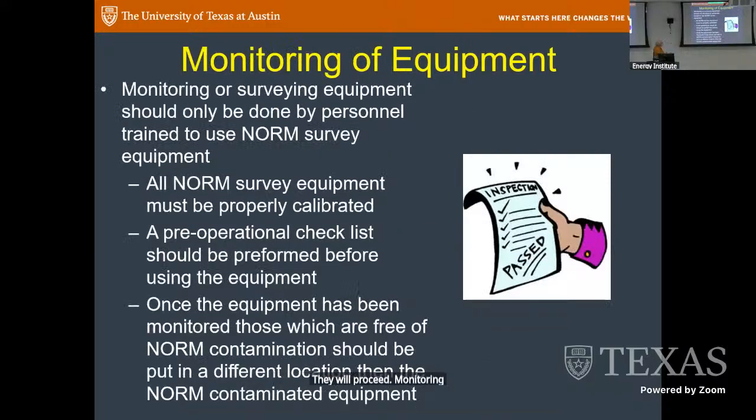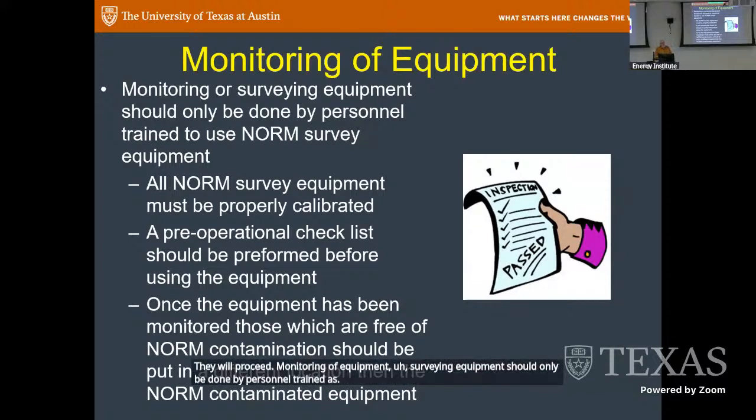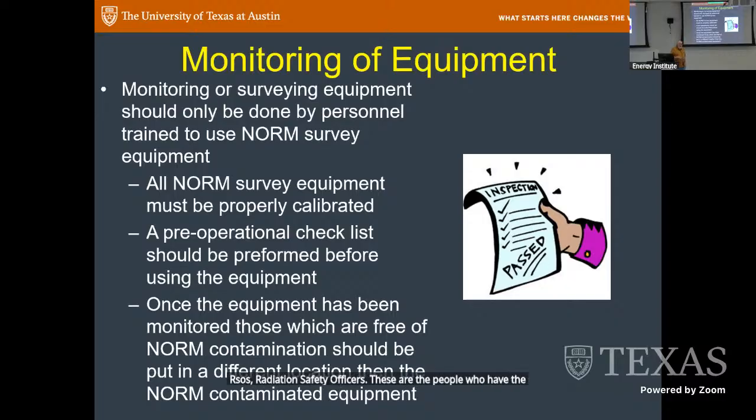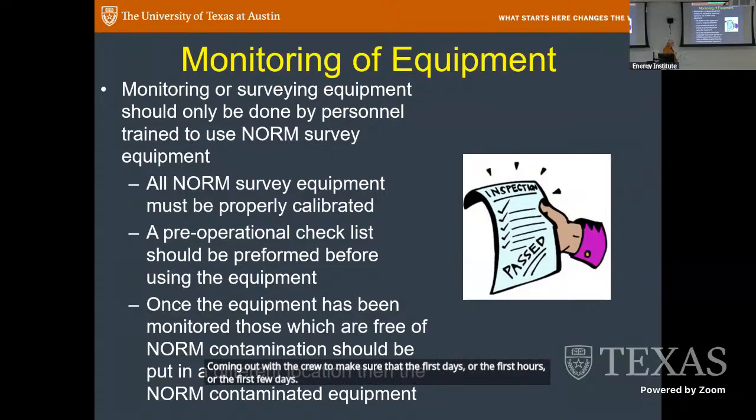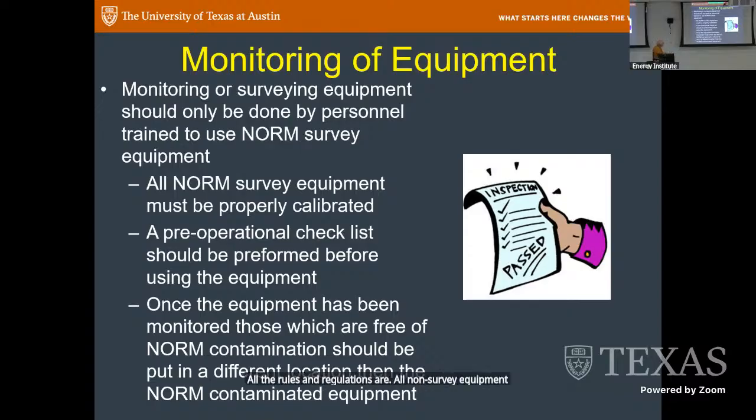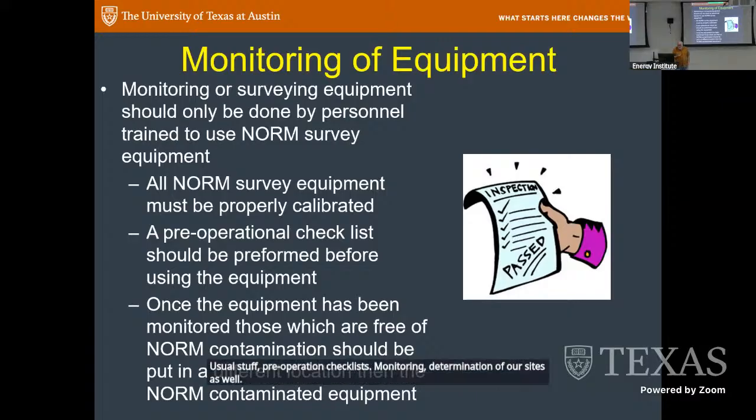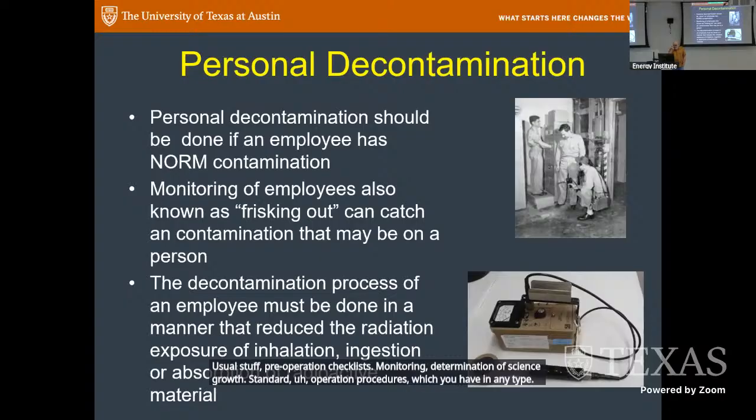Monitoring of equipment, surveying equipment, should only be done by personnel trained as RSOs, radiation safety officers. These are the people who have the type of training and can oversee. Quite often you have a radiation safety officer coming out with the crew to make sure that for the first hours or first few days, all the rules and regulations are kept. All NORM survey equipment should be calibrated. The usual stuff: a pre-operation checklist, monitoring contamination sites as well. That's standard operating procedures, which you have in any type of lab.